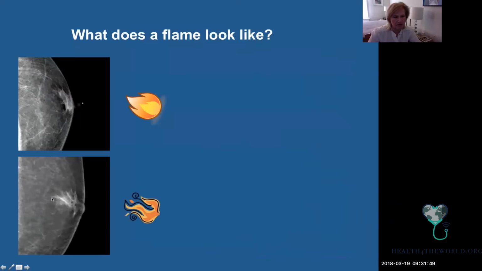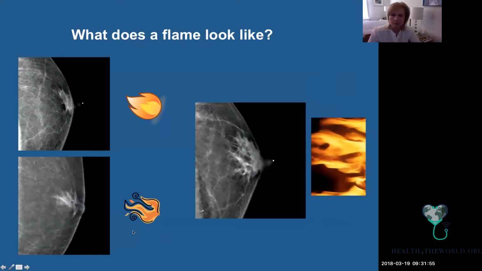You can still see the flames coming out here into the fat, but there's no dense central mass. And this man has practically a bonfire here with lots of flames, but still the same characteristic of wispy tissues flowing out into the fat without a dense central mass.